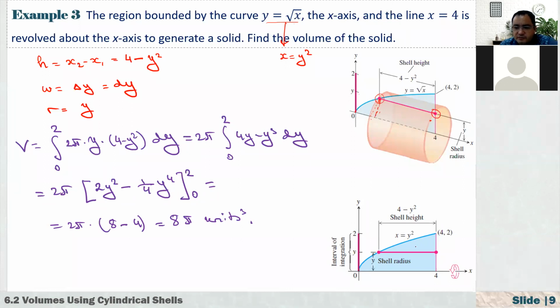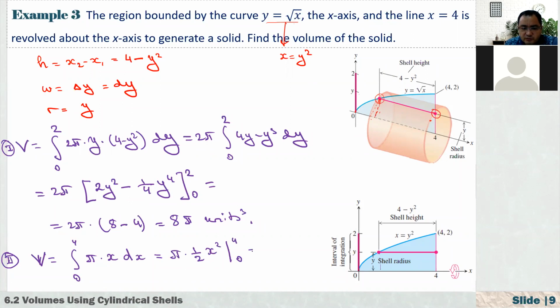All right. And also, if you remember, for example, this cross-section area, that is just our shell method. And by cross-section, how do we calculate this? If you remember, the volume is equal to the integral, x is changing from 0 to 4, of pi times r squared, right? And what is r? r is the square root of x. The square root of x squared is equal to x, and here we have dx. That's equal to pi times 1 over 2 x squared, changing from 0 to 4, which is equal to 8 pi, the same answer.